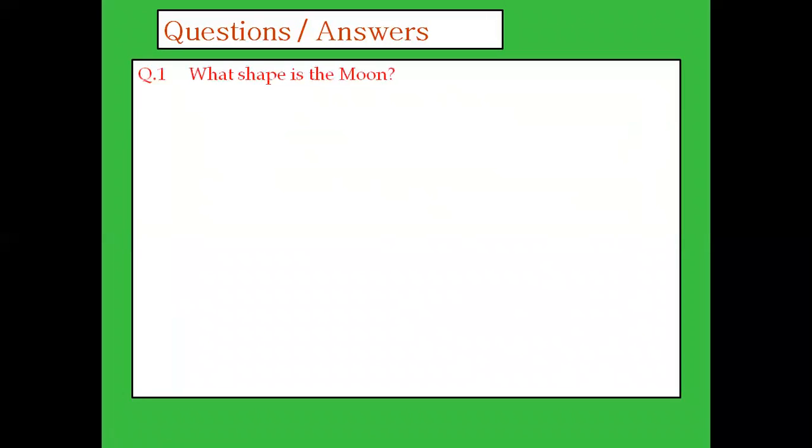Questions, answers. Question number 1. What shape is the moon? Its answer is, the shape of the moon is spherical.